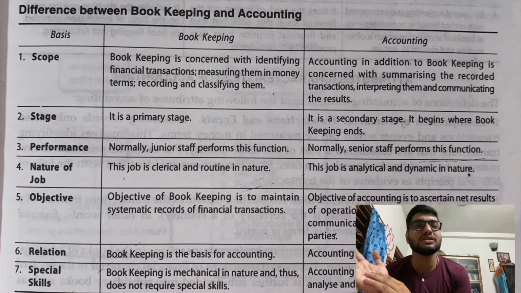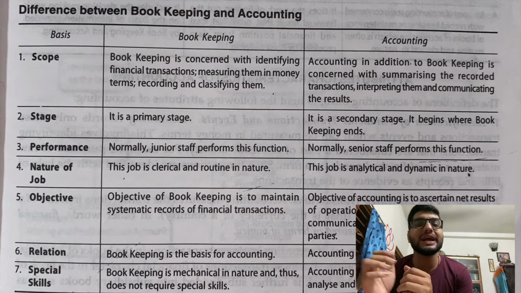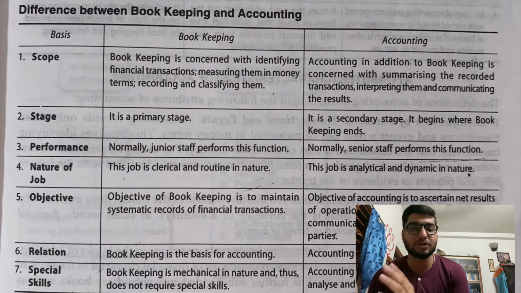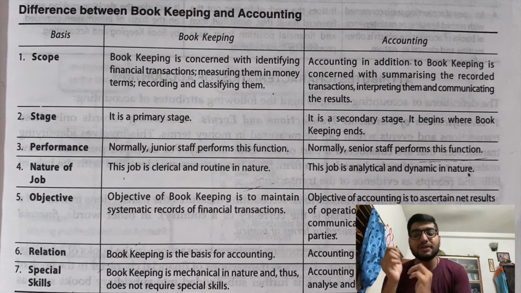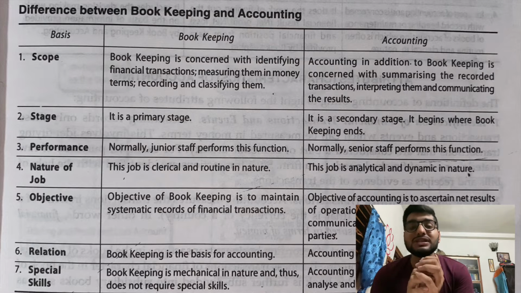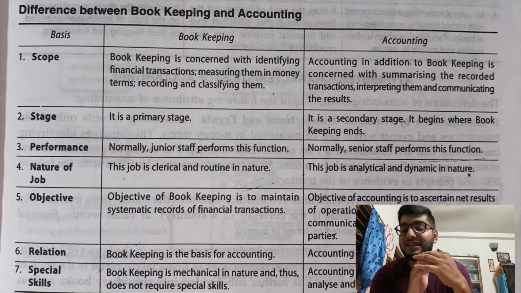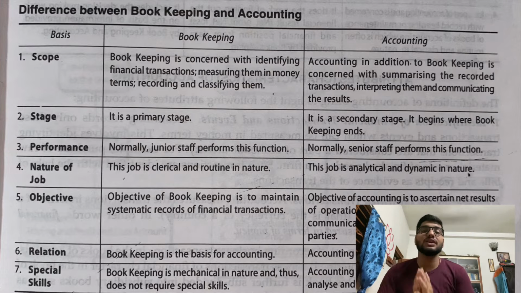Suppose we are selling it to customer B, so we will be writing that we are selling that product to customer B. Just like that way we are recording the transaction. That is bookkeeping. And what is accounting? Accounting, in addition to bookkeeping, is concerned with summarizing the recorded transactions, interpreting them and communicating the results. That means we are not only just writing it down on the books, we are then summarizing what had happened, then we are interpreting the result. That means we have made profit or loss. That is what accounting means.